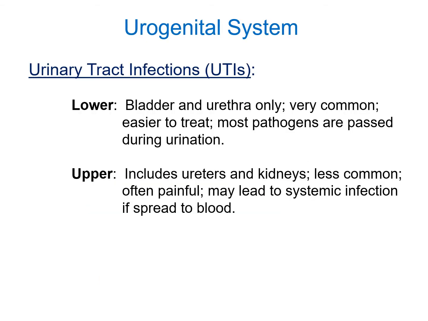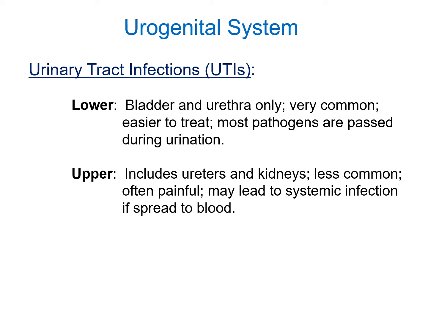So let's start with infections of the urinary system. UTIs are urinary tract infections, and there's 2 broad types based on the region that's infected. So we have lower UTIs. These involve the urethra, which is the tube that carries urine from the bladder to the outside of the body, and the bladder. These are fairly common, again, more common in females than in males.